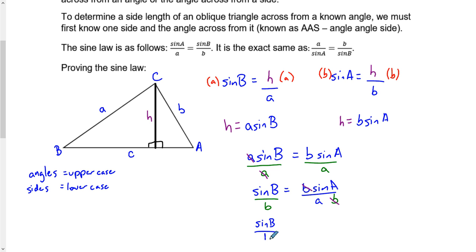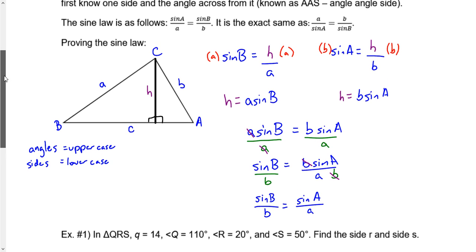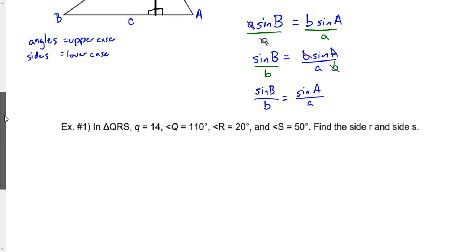So the sine of B divided by B will be the sine of A divided by A, which is exactly what our law states. All it is saying is that if we have this angle and this side across from it, we can set up a proportion with this angle and this side across from it and solve for one or the other. That's what we're going to do. We're going to do an example of it.